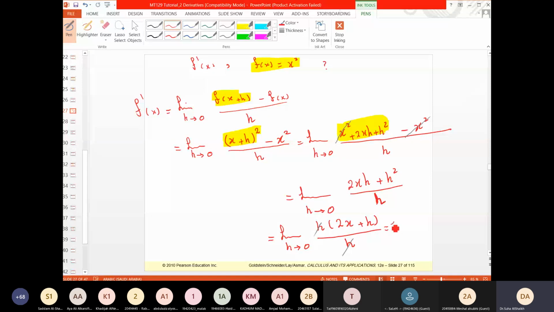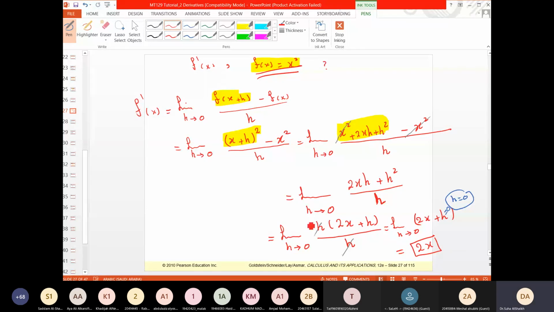I will get limit when h goes to 0 of 2x plus h. Now I can change my h with 0. Now I can take the limit. Limit means I change h with 0. So changing h with a 0, making this equal to 0, the limit is equal to 2x. So the derivative of x squared is 2x. Great.